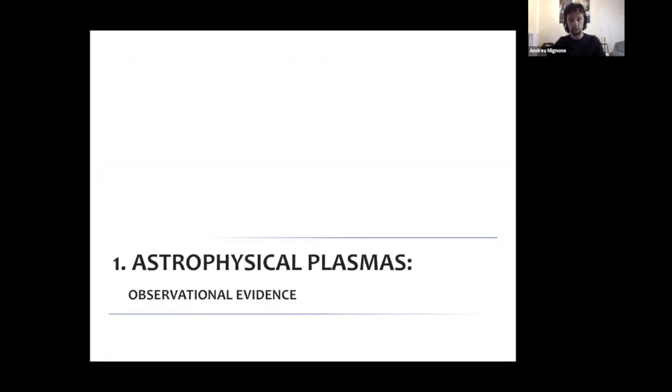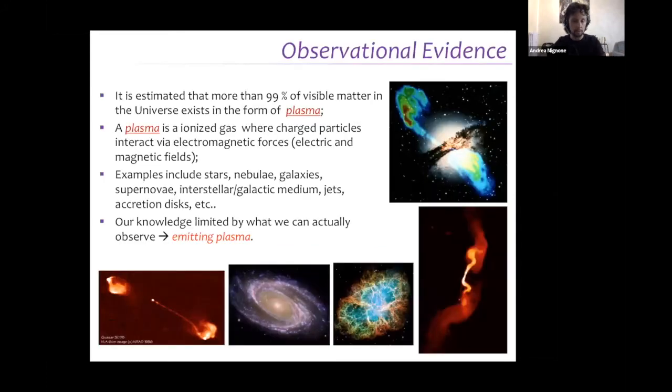But first, astrophysical plasmas. Let's see the observational evidence. So maybe it's obvious to you, but it's important to start from the fact that we estimate that 99% of the visible matter in the universe exists in the form of a plasma, which is essentially an ionized gas where particles are charged and can feel each other through long distance forces. There are several examples that you know: stars, nebulae, galaxies, supernovae, jets, accretion disks, and so on. Now, the second important point to remember is that whatever we know about these objects can only come from the radiation that we can see. So we are dealing with emitting plasmas.